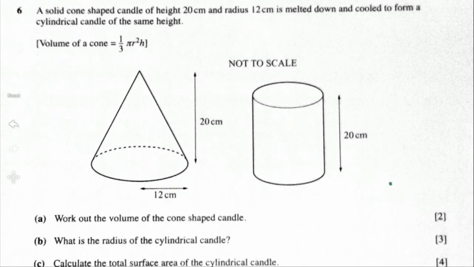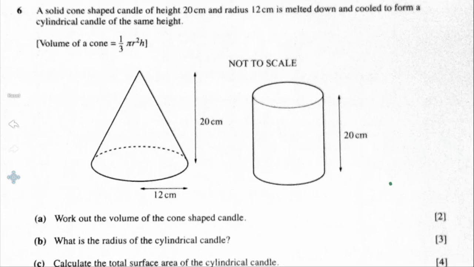The next question: a solid cone-shaped candle of height 20 centimeters and radius 12 centimeters is melted down and cooled to form a cylindrical candle of the same height, 20 centimeters. Work out the volume of the cone-shaped candle here. So we are given the cone-shaped candle, then how can you get the volume of this cone?